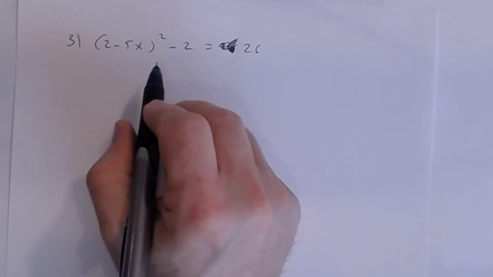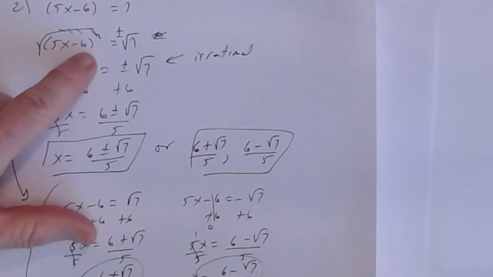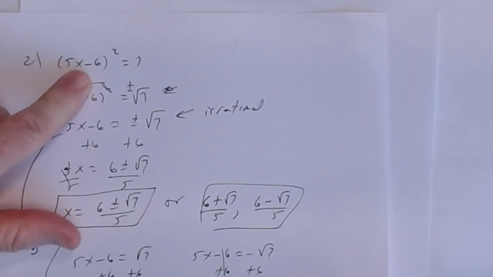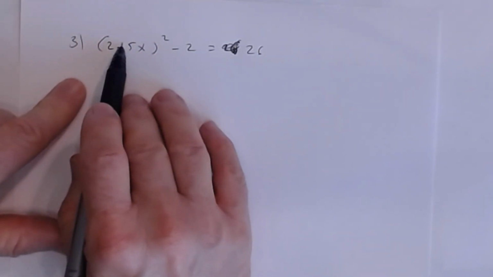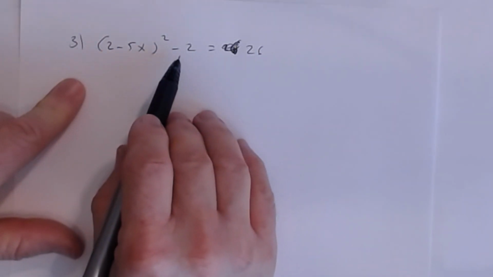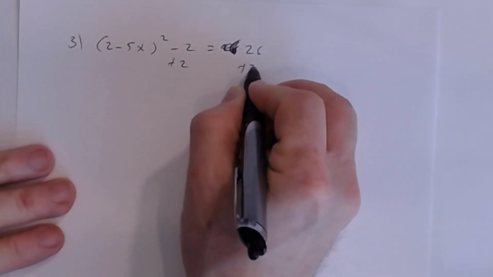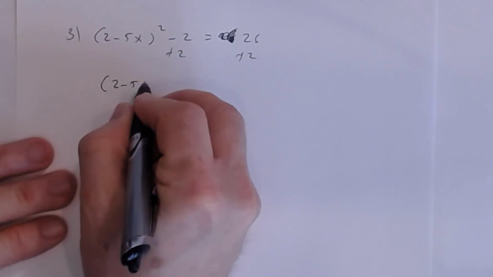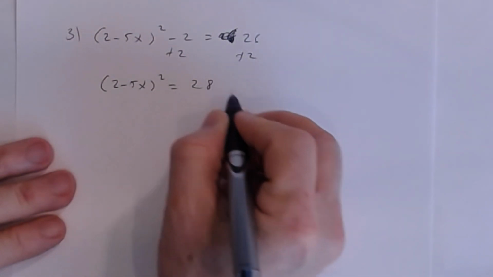Okay, now remember, before you can take the square root of both sides, you got to get that expression squared on one side. I don't have this by itself. See how you're subtracting 2, so you got to get rid of that subtracting 2 first. So we're going to add 2 to both sides first. And then what I have next is 2 minus 5x squared equals, and then 26 plus 2 is 28.